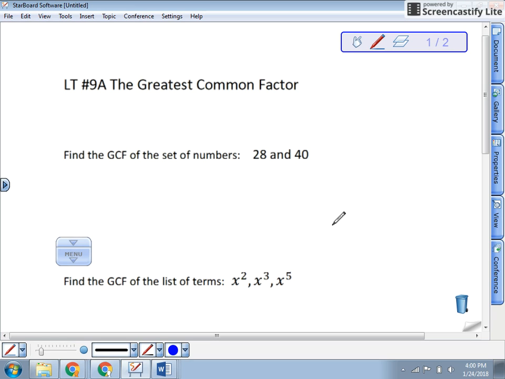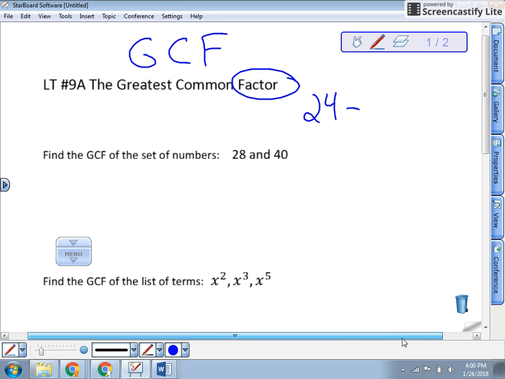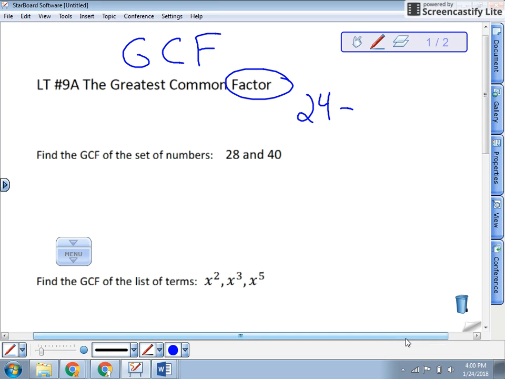Welcome to the notes on the greatest common factor, or as I call it, GCF. Okay, so what is a factor? The easiest way for me to explain it is to give an example. So if we look at the number 24, what are some factors of 24? Well, factors are whole numbers that multiply into 24.